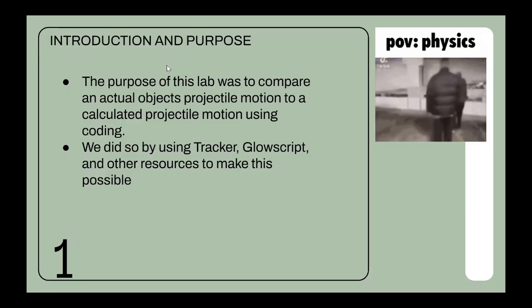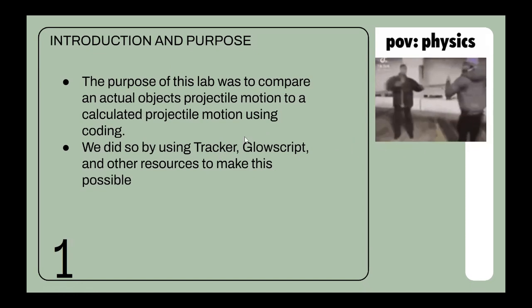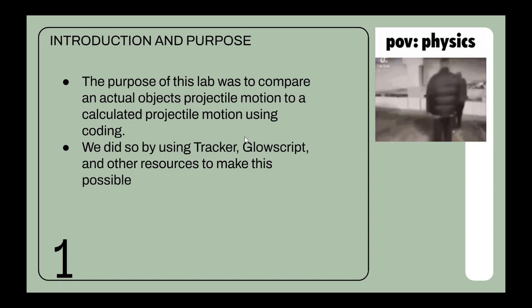The purpose of this lab was to compare an actual object's projectile motion to a calculated projectile motion with coding. And so we did this by doing Tracker, which is an application used to track an object, and then GlowScript, which is our coding with Python, and other resources.